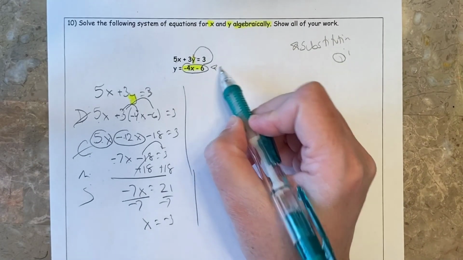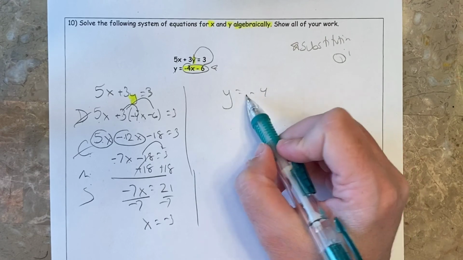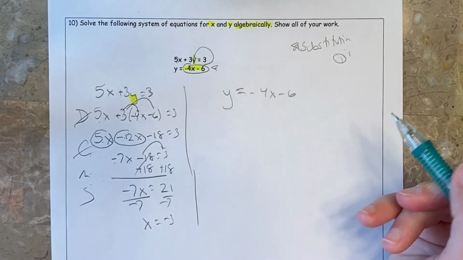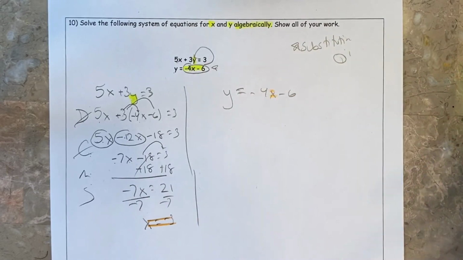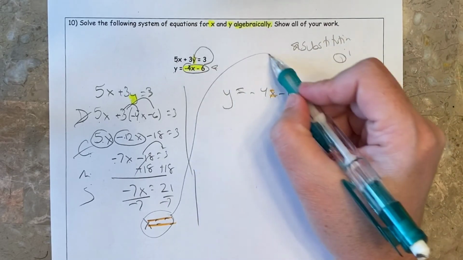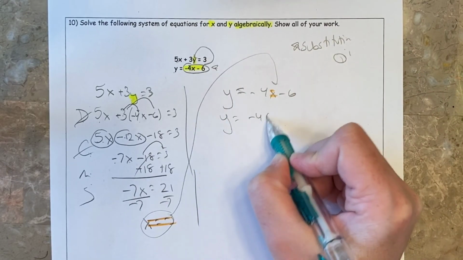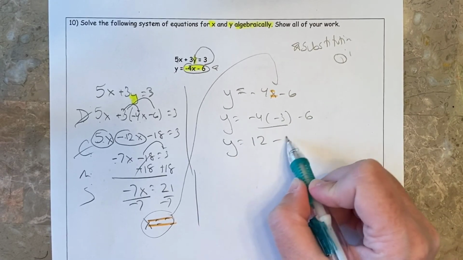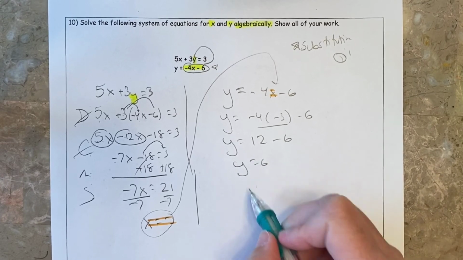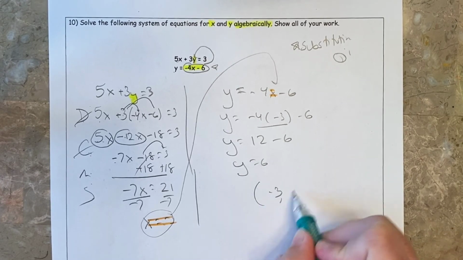So this is where I taught you to use the bottom one because it's already y equals. Set up a little bit easier for us. So now you're going to basically take this number here and plug it in right there. Take the negative 3 and plug it in there. So negative 4 times negative 3 is 12. 12 minus 6 is 6. So now you have your coordinate, -3, 6.